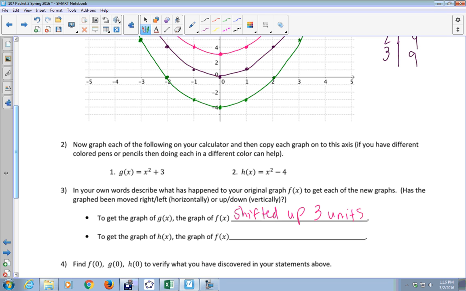And then to get the graph of h of x, starting from f of x, so starting from the purple graph to make the green graph, you just take every point on the purple graph and move it down 4 units. So to get the graph of h of x, the graph of f of x shifted, I'm just going to do this in green so it matches, shifted down 4 units.